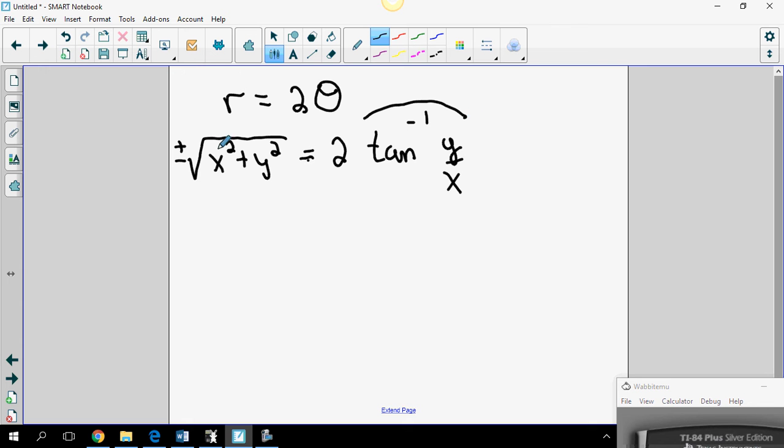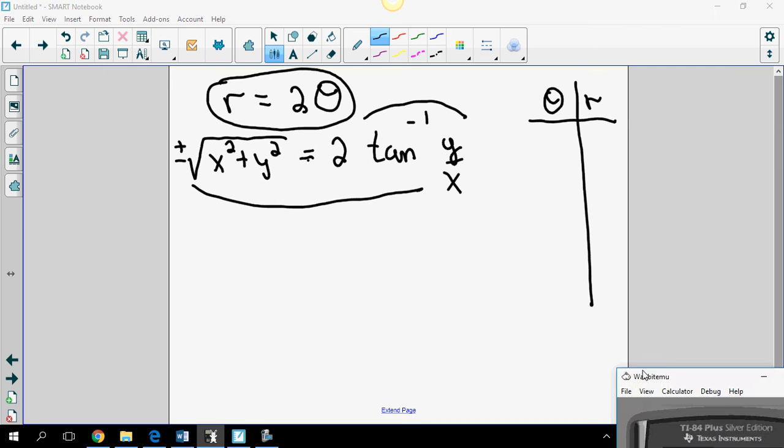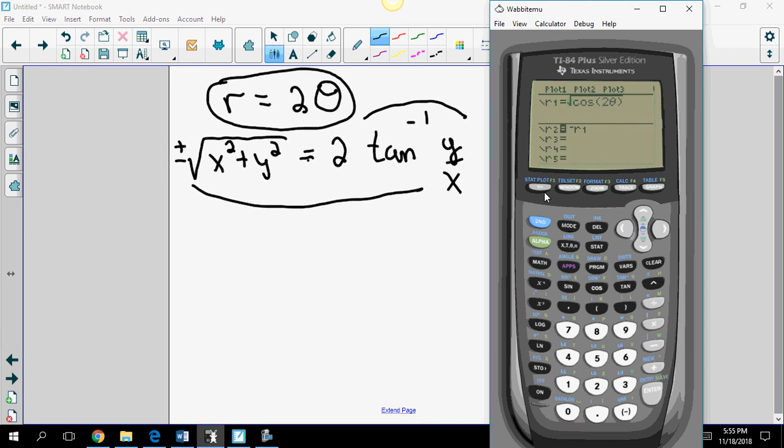So, number one, I don't want to work here. It's disgusting. Number two, I don't think I can get y by itself, so I want to stay right here. Now, literally, it's as dumb as the theta r table, or an r theta table. Depends on how you want to go about it. But you know what? I like this.